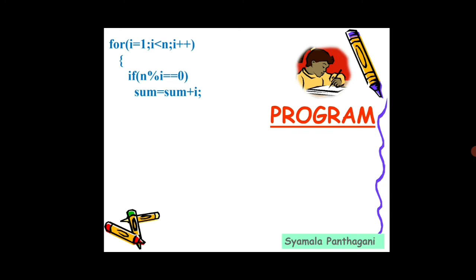Here we have to add the factors. In the previous program, that is the prime number program, we were counting the factors, but here we are adding the factors. There we counted the factors, and in this program we are adding the factors. That's why sum = sum + i.